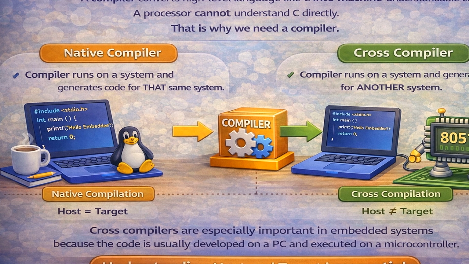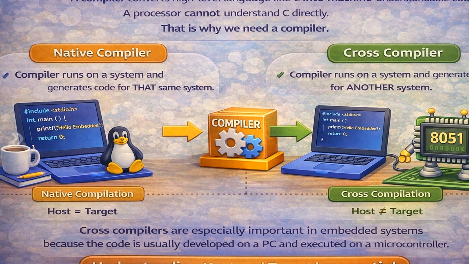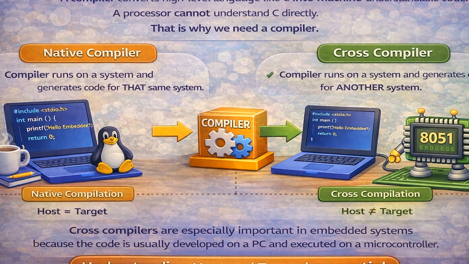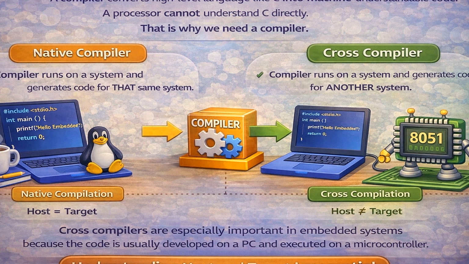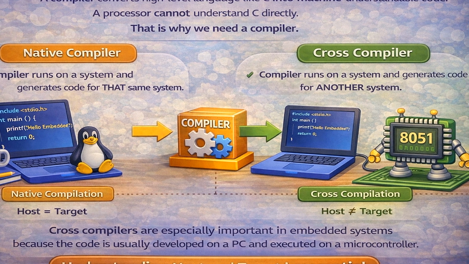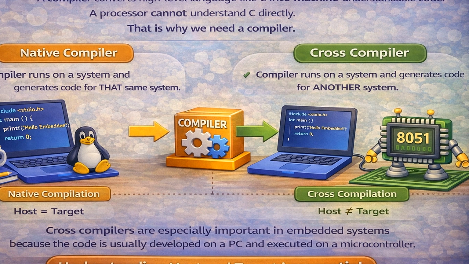So let's quickly revise the entire topic. A compiler converts a high-level language like C into machine-understandable code. A processor cannot understand C directly. That is why we need a compiler. If the compiler runs on a system and generates code for that same system, it is called a native compiler. If the compiler runs on one system and generates code for another system, it is called a cross-compiler. Cross-compilers are especially important in embedded systems because the code is usually developed on a PC and executed on a microcontroller. And that is why understanding host and target is essential.